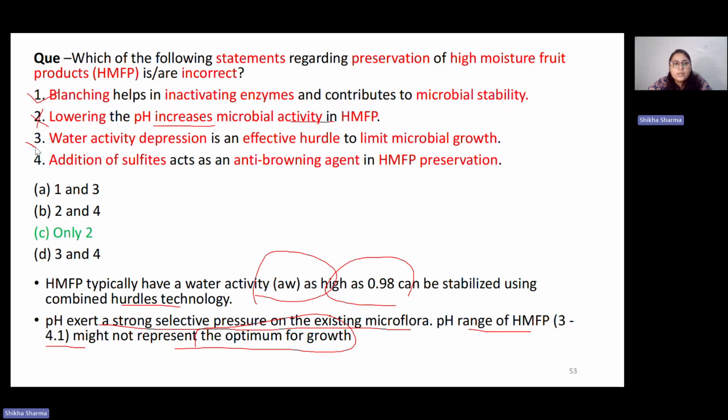Then water activity depression is an effective hurdle to limit microbial growth, which is true. And then addition of the sulfides acts as an anti-browning agent in high moisture fruit products, which is also true. So only statement 2 is incorrect. Rest all, 1, 3 and 4, are true.